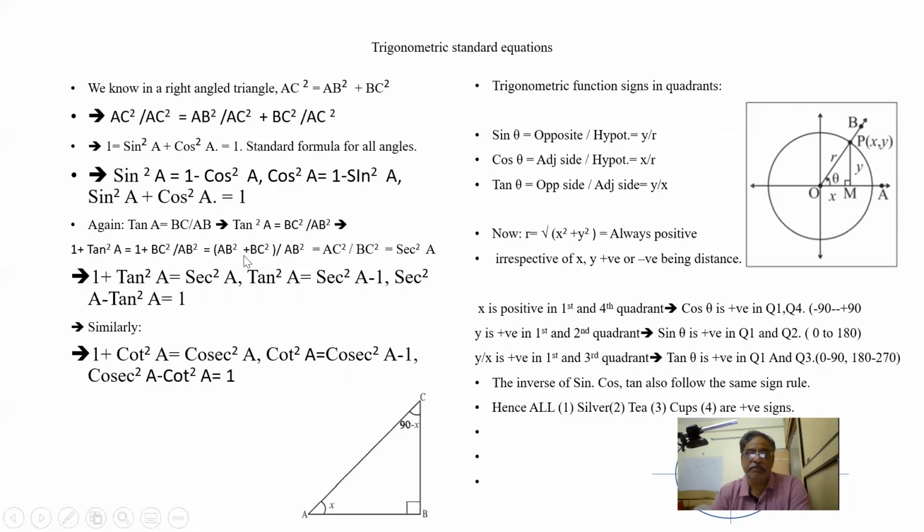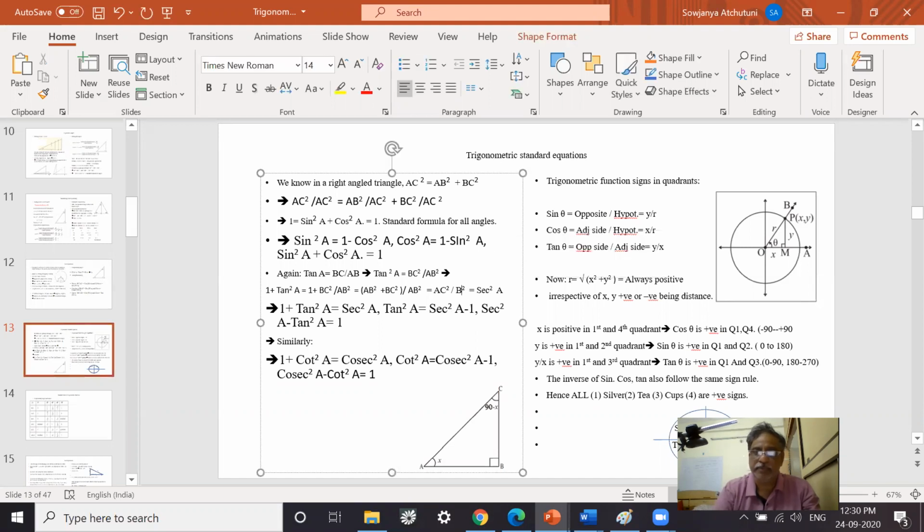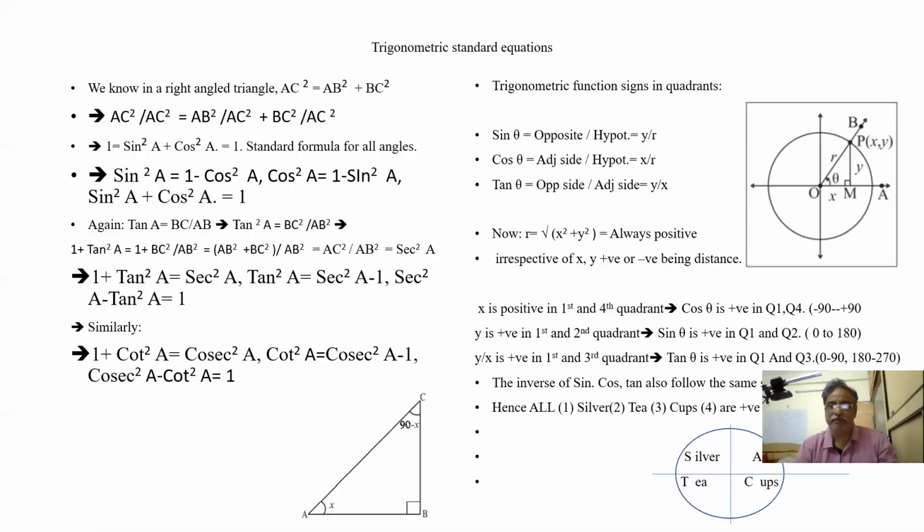AC square by AB square. This is AB square. So AC square by AB square, not BC square. AC square by AB square is secant square. So AC by AB means hypotenuse by adjacent side. It is the reciprocal of cos x, so it is secant x. So secant square x. So 1 plus tan square A is secant square A.